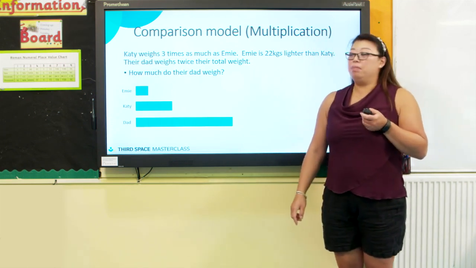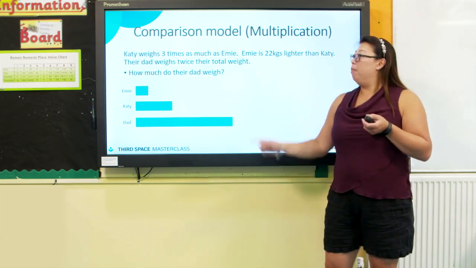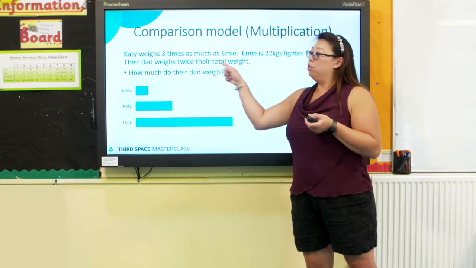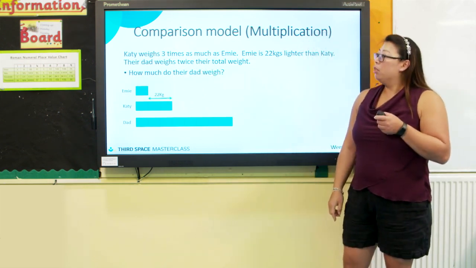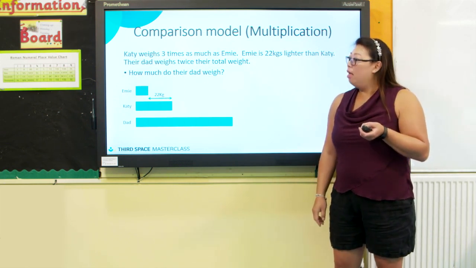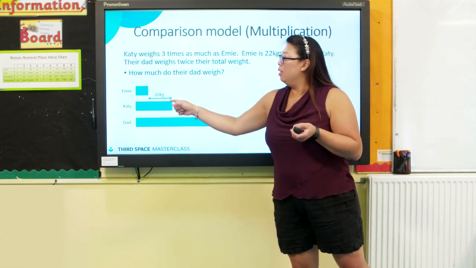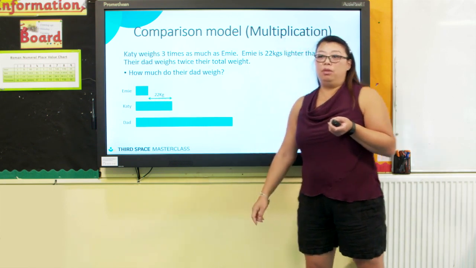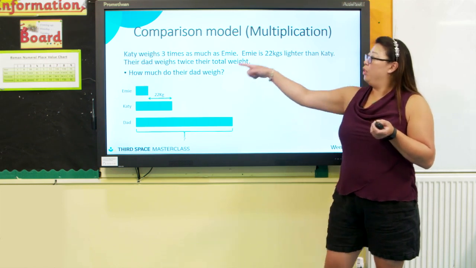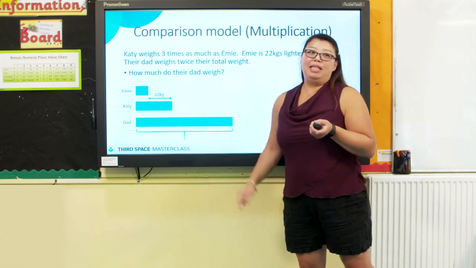8 parts. You need to be really careful that children are reading the questions really carefully, because very often they will miss this part out, twice the total weight. So what else do we know? We know that Emmy is 22 kilograms lighter than Katie. So there is a difference between Emmy and Katie, which are these 2 parts here at 22 kilograms. So if we know that now, we also need to find out what dad weighs. So this is the information that we need to work out.